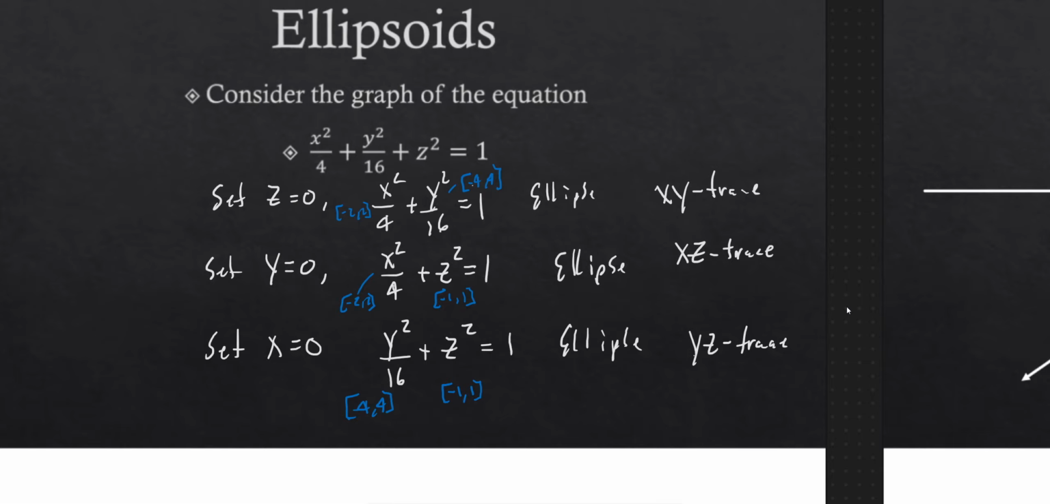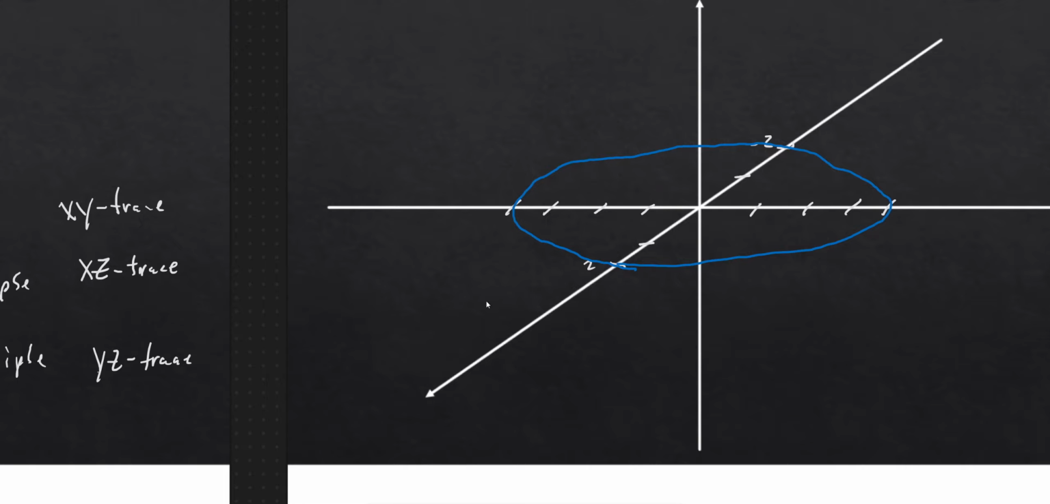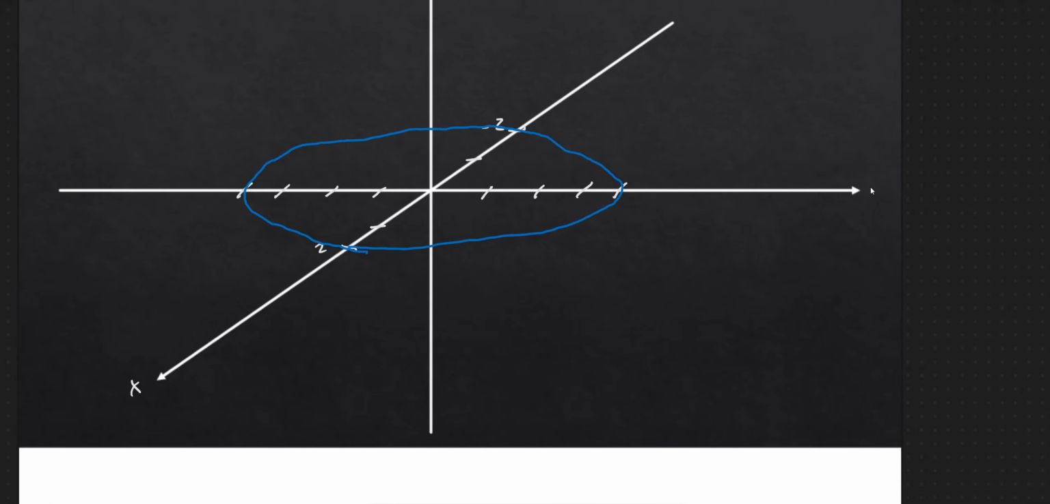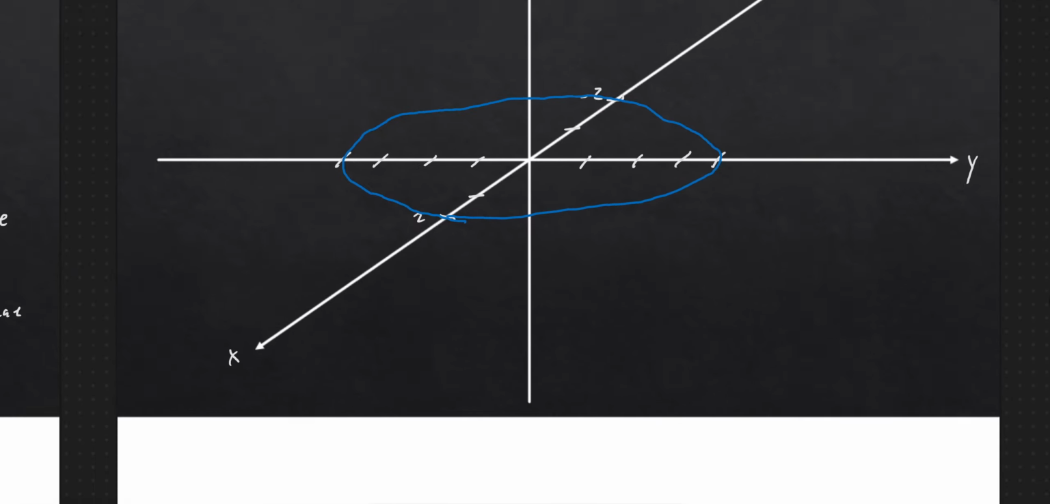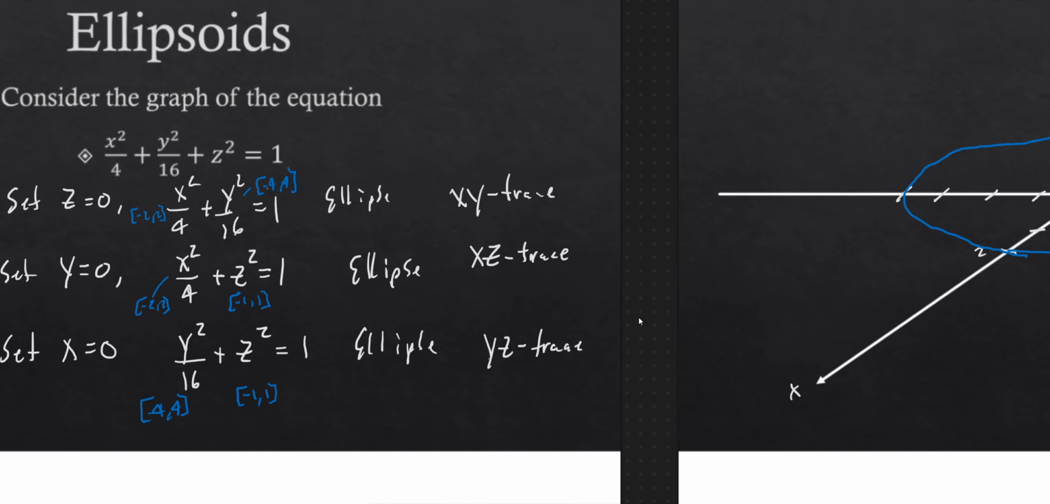This is the XZ trace. So here is the X. I didn't label these axes, did I? X, Z. So the same labeling we always do. Z and Y. So that's the XY plane we did. Let's do the XZ trace.